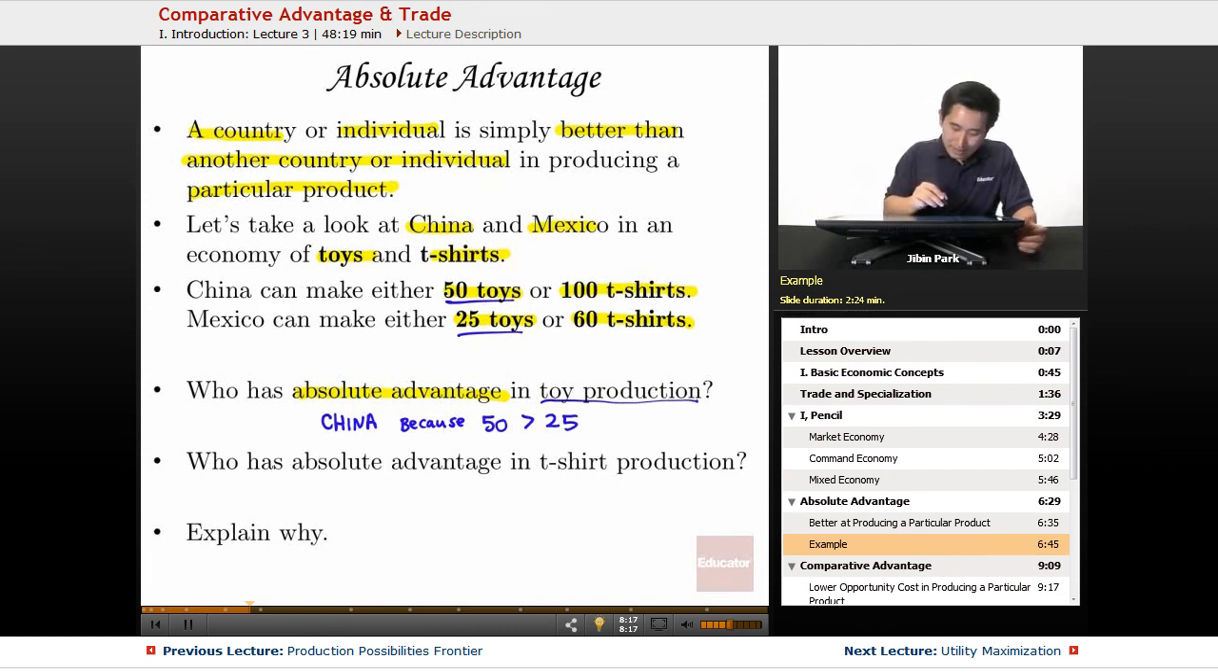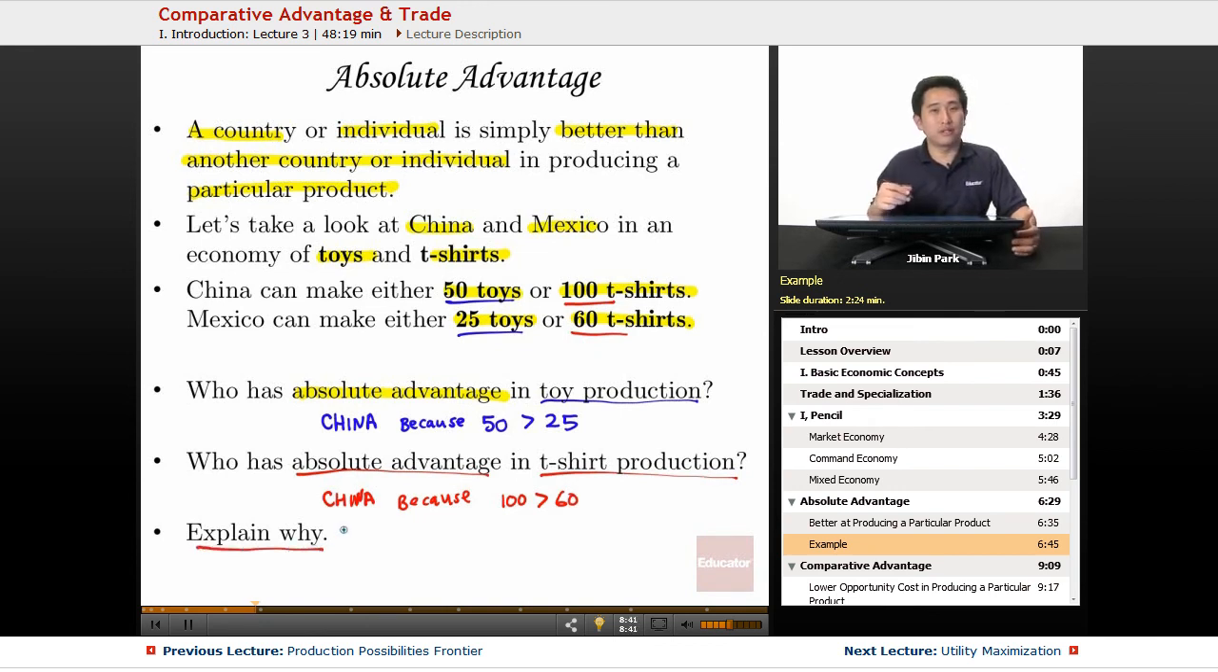Now, the second question is, again, really simple. 100 t-shirts versus 60. So who has absolute advantage in t-shirt production? Again, the no-brainer, China, because, once again, 100 is greater than 60. So I went over the explanations on why. Absolute advantage simply means because you're better, you can produce more.